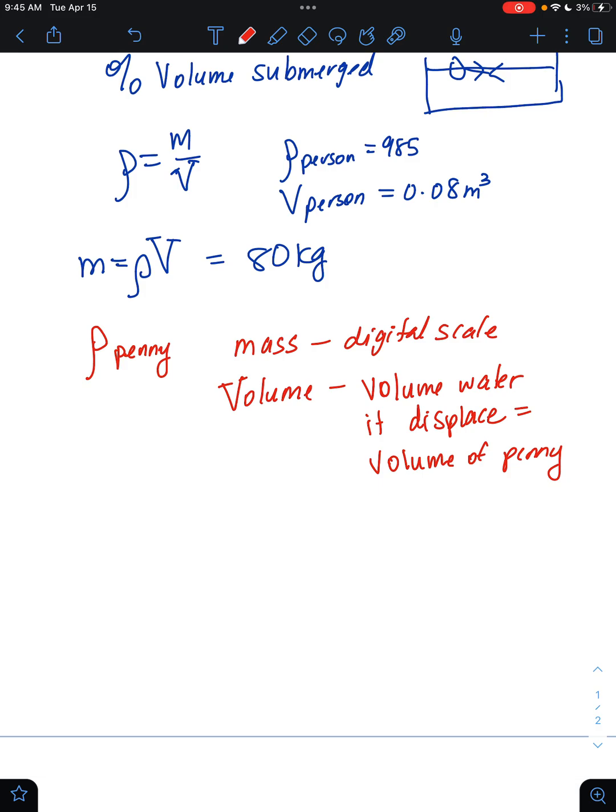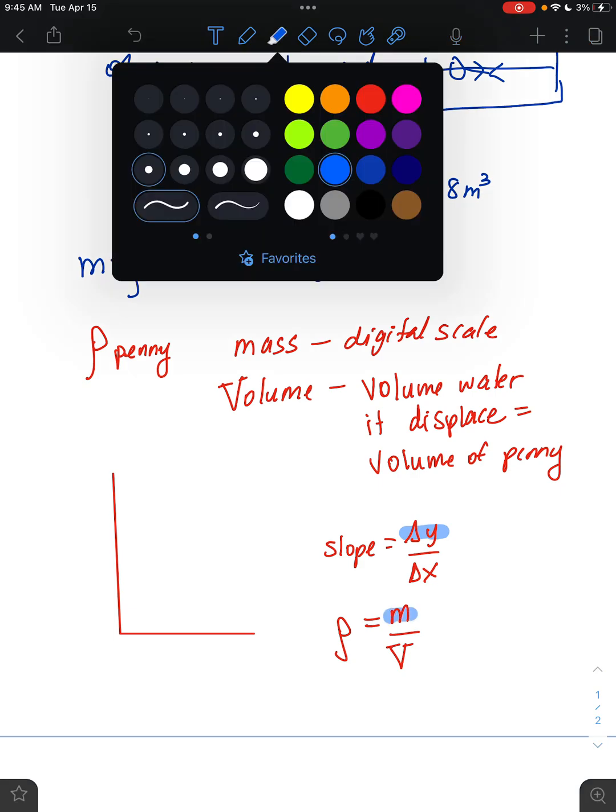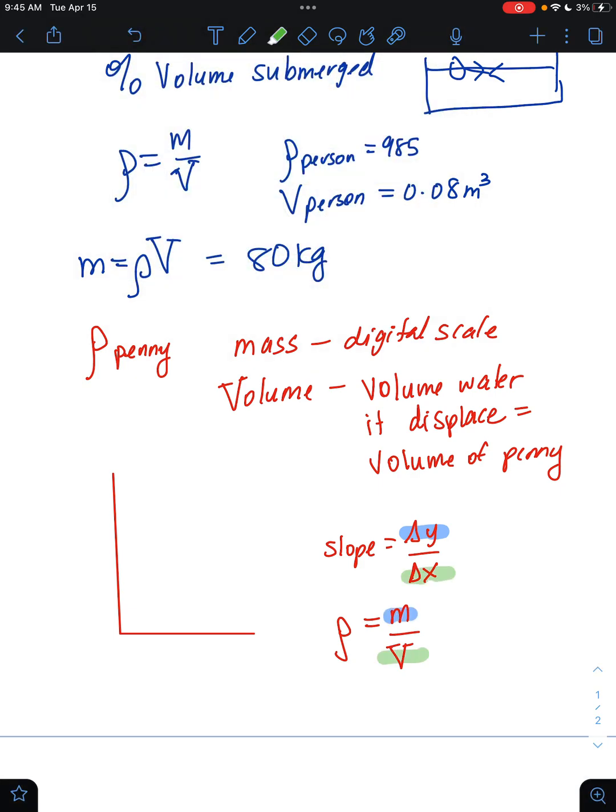But we wouldn't just do a single mass, a single volume. We would want to be able to make a graph, right? The whole point would be, what could we graph so that the density of the penny could be our slope? And so we need to think about things like slope is found by taking change in y over change in x. And so if we want density to be our slope, the equation for density is that it's mass over volume. And so what that really means is that you would say that your y-axis would be your mass, and then your x-axis would be your volume.